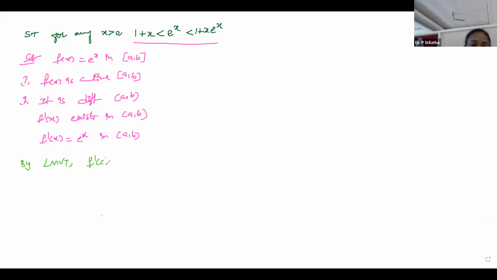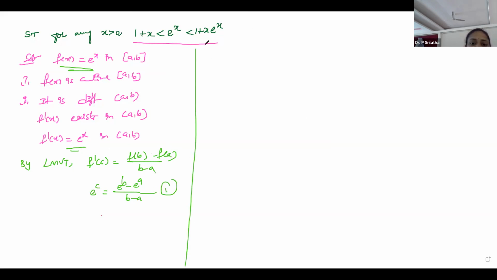So that is f dash of c equal to f of b minus f of a divided by b minus a. Okay, so what is f dash of c? e power c. So this is e power b minus e power a divided by b minus a, because f of x is e power x and f dash of x is also e power x, right? So let us consider this as equation 1.